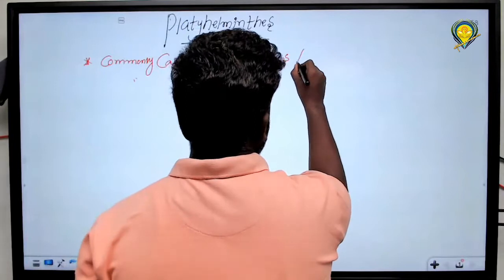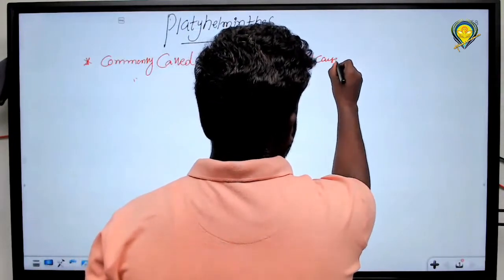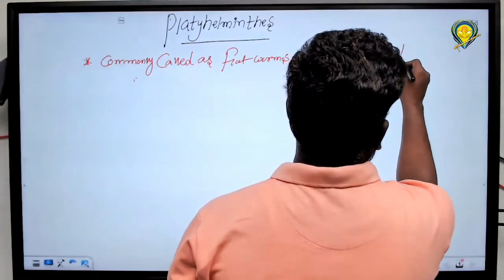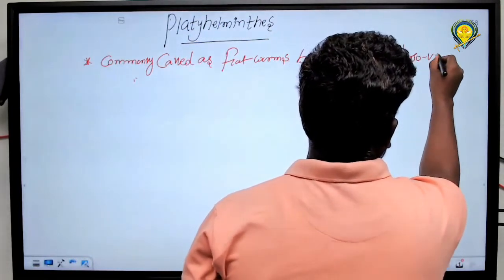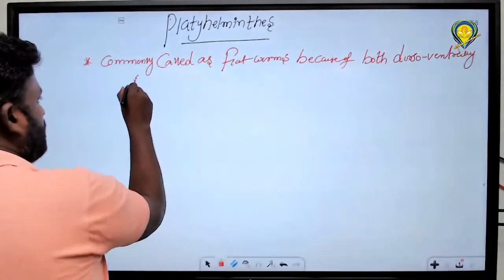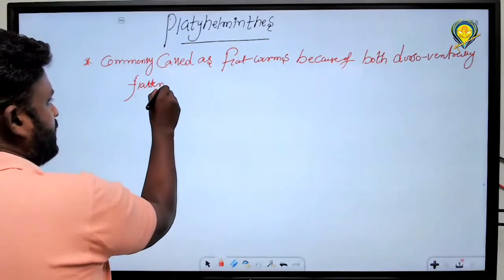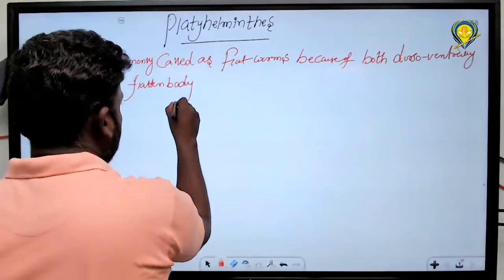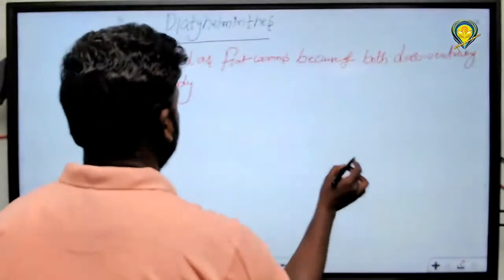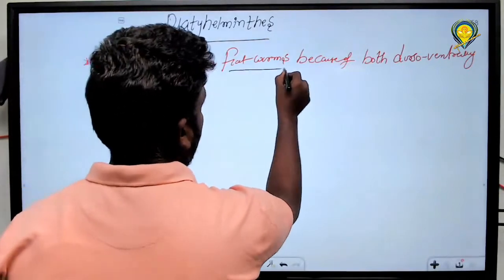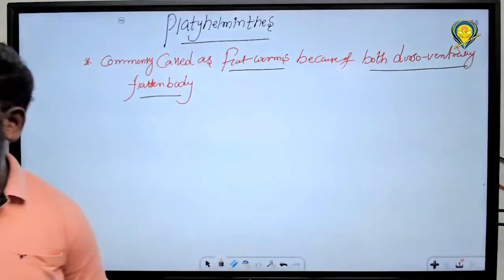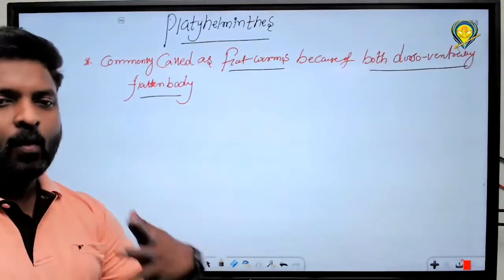Because of both dorsally and ventrally flattened body. Hence it is called as what? Flatworms, right? All of you got it? That is why we have to call it so.